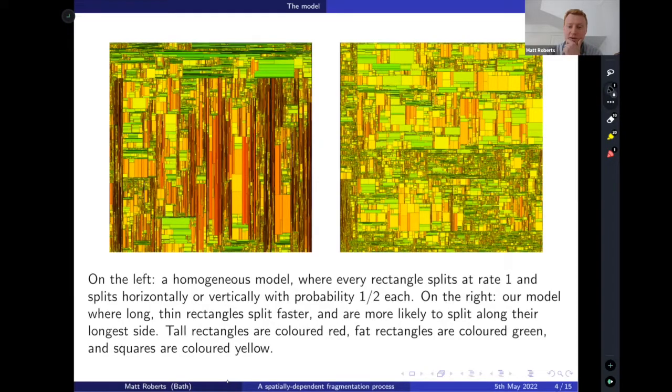Whereas the picture on the right is our model, where we have these inhomogeneous splitting rates and inhomogeneous splitting directions, and it leads to a more homogeneous picture, in that rectangles like to be squares in our model. They prefer to be squares. They tend towards squares, so you don't get as many of these long, thin things.